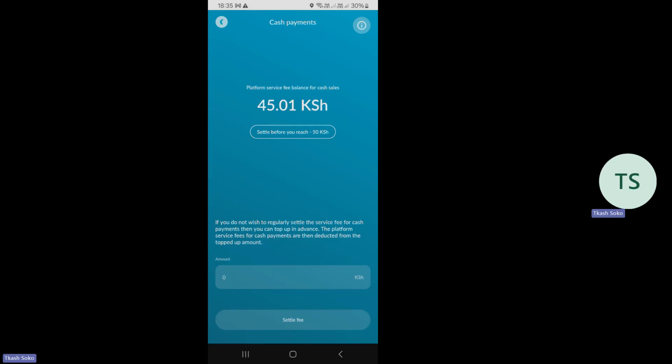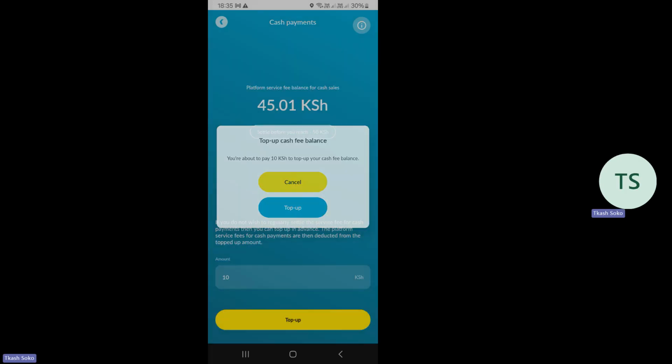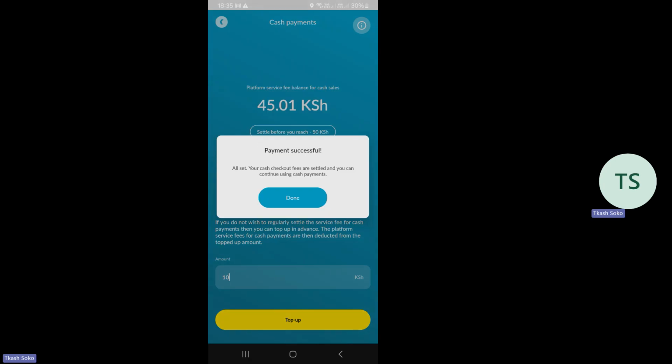shillings. So if I want to top up, then I would just enter the amount here. For example, because I've used about 5 shillings or something, I can just add the 5. Or let me add 10 shillings. If I press on 10, then press on top up, and then top up. Of course, this is going to be done. All set, your cash checkout fee are settled, and you can continue using the cash payment.